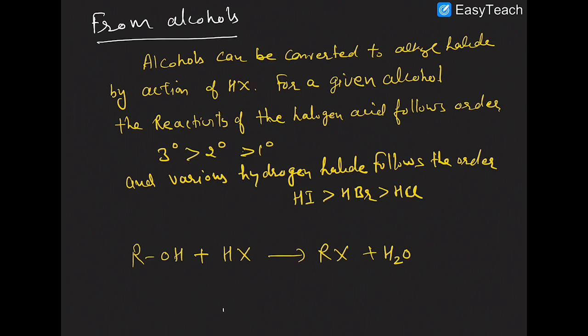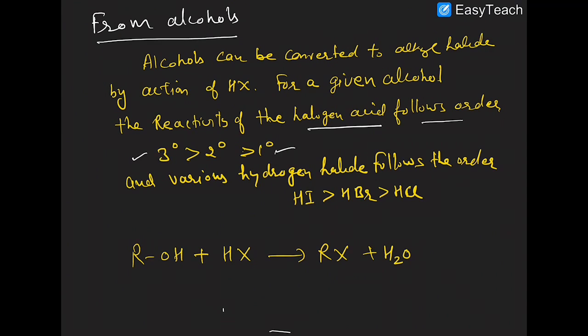For a given alcohol, the reactivity of the various hydrogen halides follows the order that with tertiary alcohol they are the fastest, and with primary they are the slowest. And for the various hydrogen halides, HI is the most reactive and HCl is the least. HF is not taken into consideration because of the very low degree of dissociation.